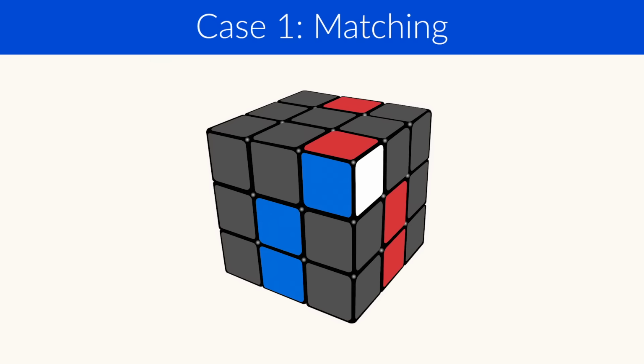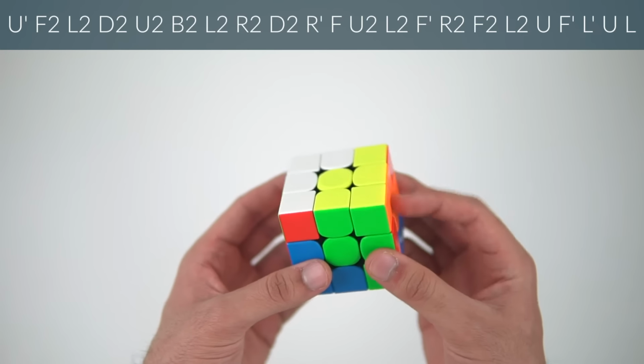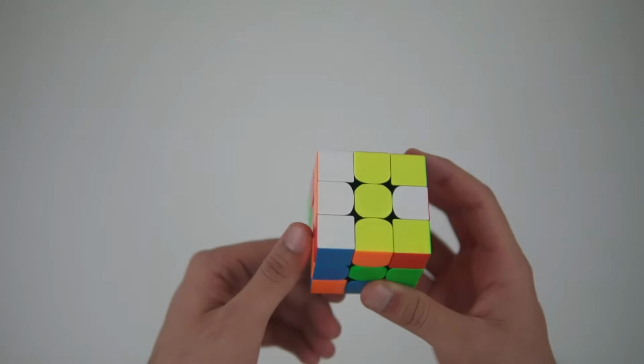Let's get started with the first one called the matching case. And remember, I'll have a scramble up at the top of the screen, which you can perform on your own solved cube to follow along for each of the 5 cases.